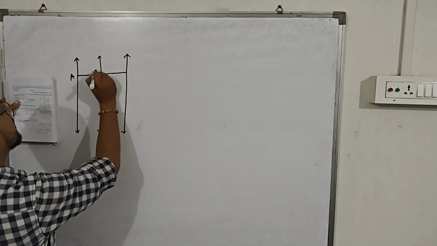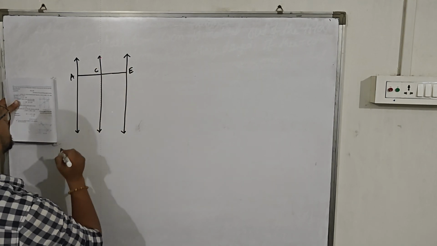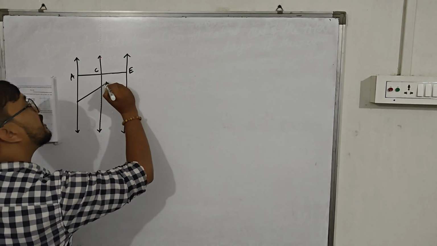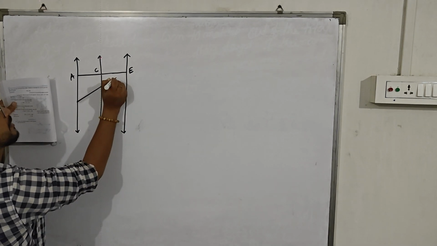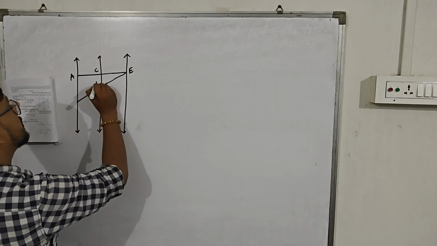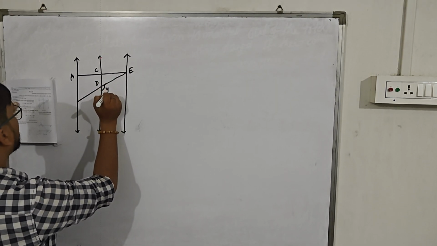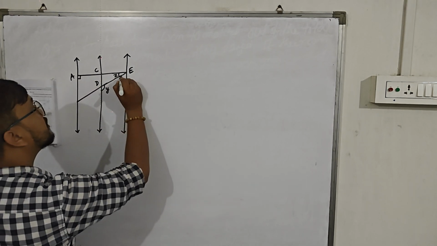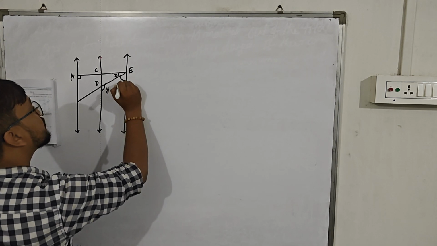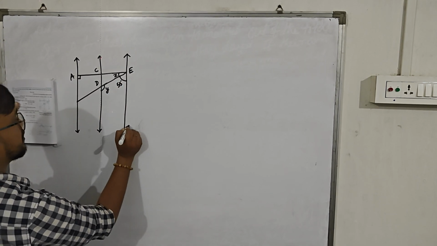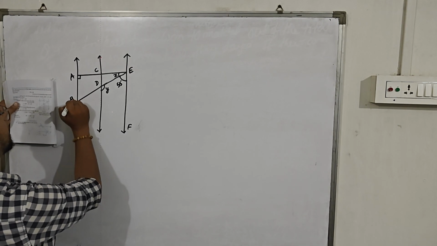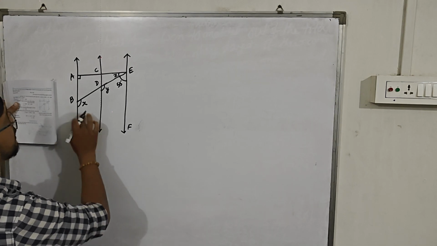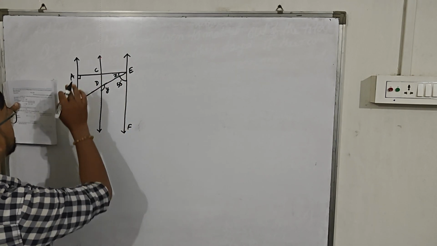This point is A. This point is C. This point is E. And from this point, I have a line like this. This point is D. This angle is Y. This is 90. Z. 55 degree. This is F. This point is B. X. Okay. X, Y, Z, D and 55, 90 degree.